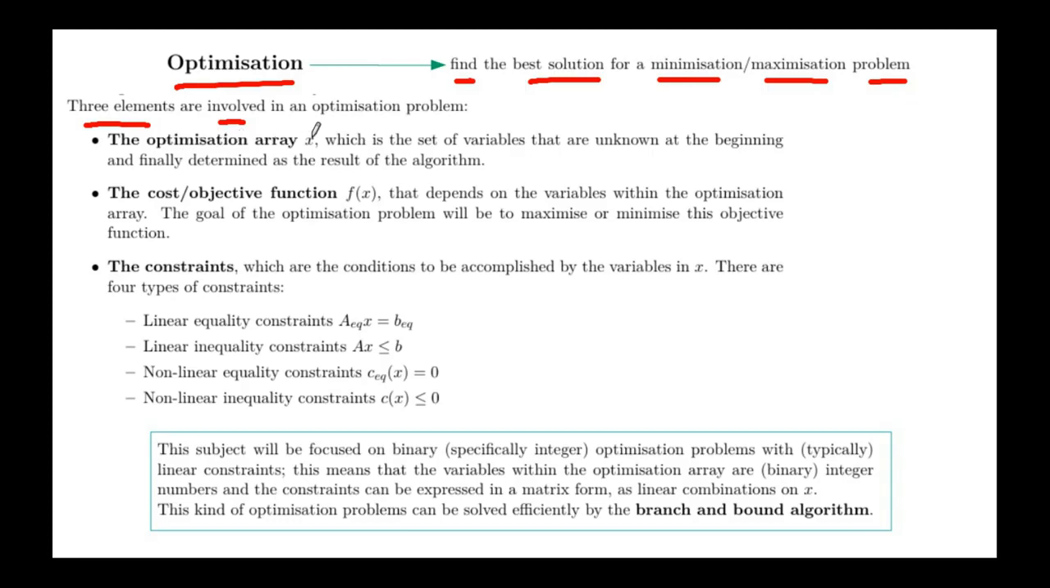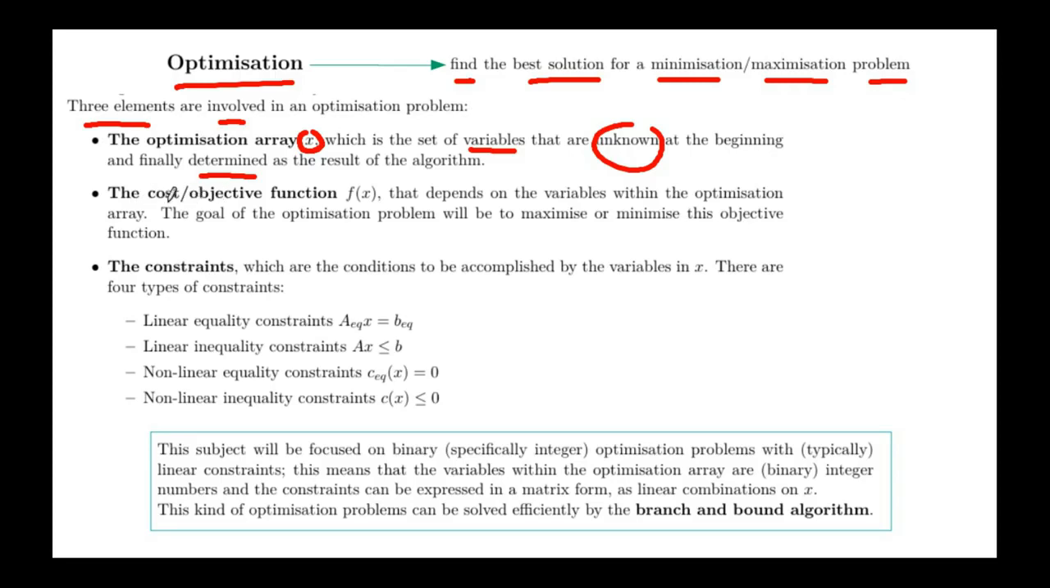First of all, we have the optimization array, what we call X. This X is an array which is the set of variables that are unknown at the beginning of the problem. And the aim of the problem is to determine the value for all the elements of this optimization array. We will see the procedure in a while.